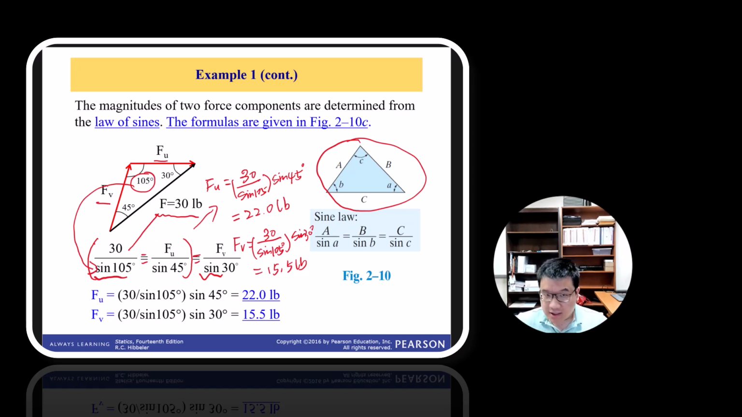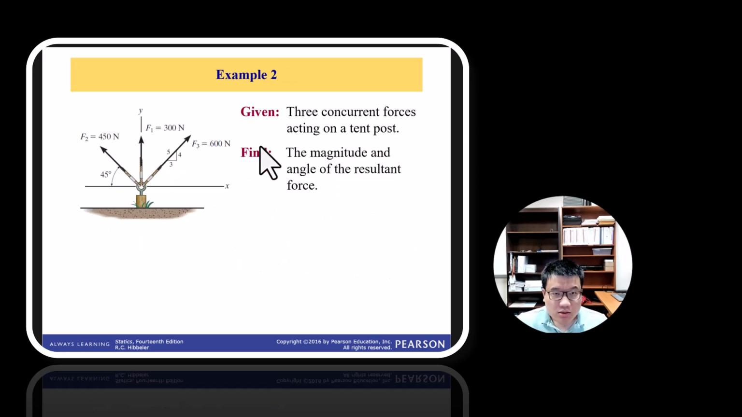Let's take a look at another example. What if we have three concurrent forces acting on a tent post? We are given F1, F2, and F3. We have axes X and Y, and we want to find the magnitude and angle of the resultant force.